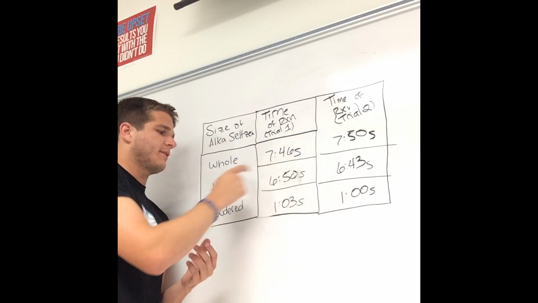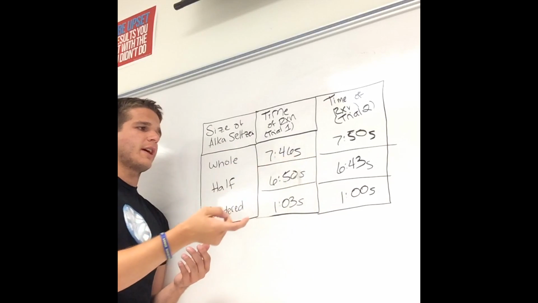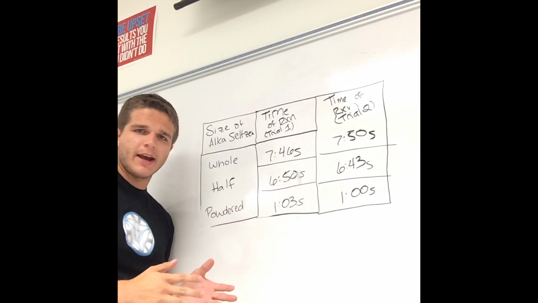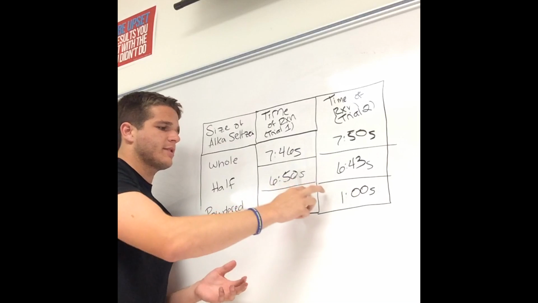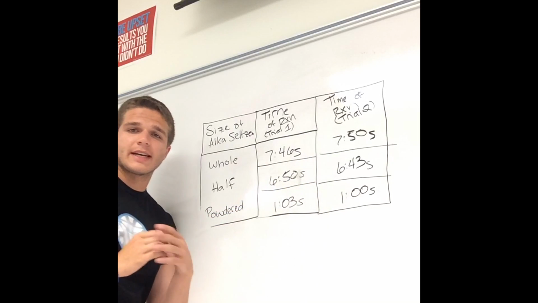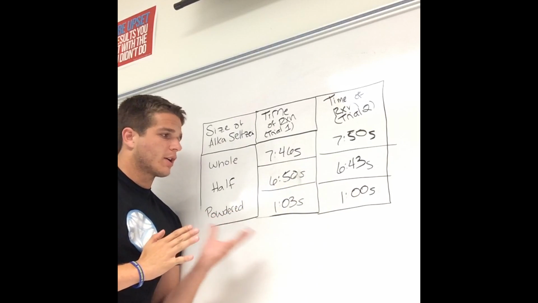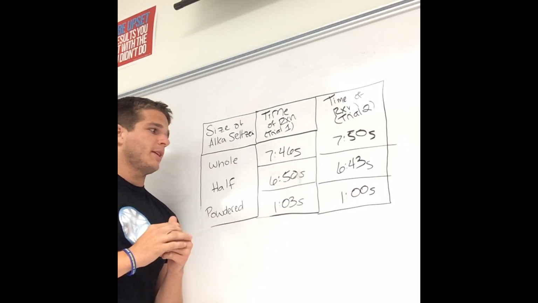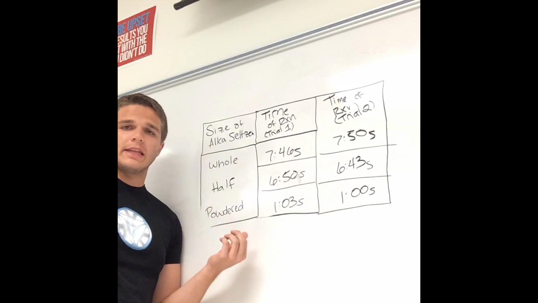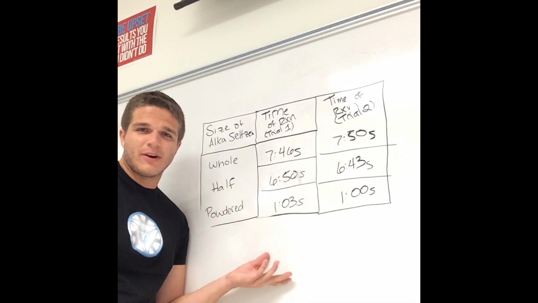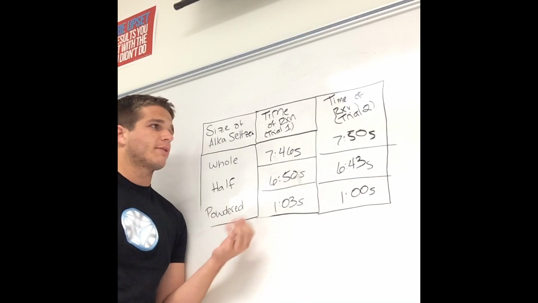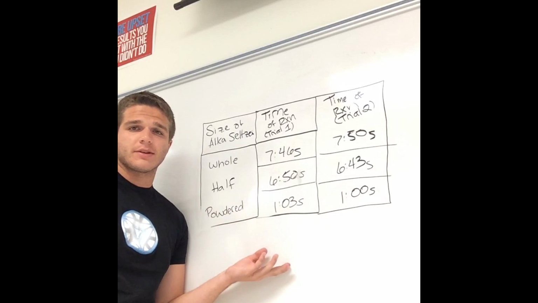As you can see, 6:50 for half of an Alka-Seltzer, 6:43 for half of an Alka-Seltzer, really close together, right? And for the powdered Alka-Seltzer, you can see the times are really close, within 3 seconds of one another. So, a conclusion that you could draw from this would be that maybe the more powdery the Alka-Seltzer is, the faster it dissolves in water. That's a conclusion that could be drawn from strictly the data alone, if you knew the procedure, right?